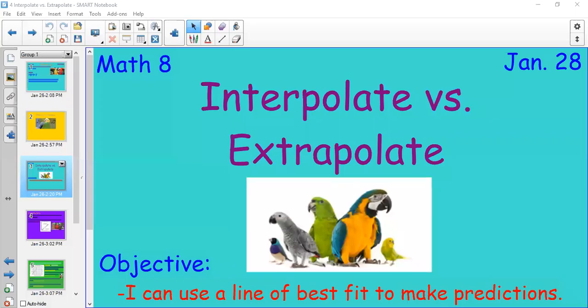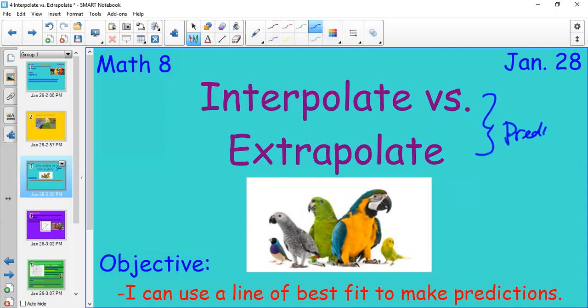Hello everyone, welcome to our lesson today on interpolating versus extrapolating. What we're going to do sounds like fancy words that seem really confusing, but those are just two different types of predictions that we're going to make using our line of best fit.